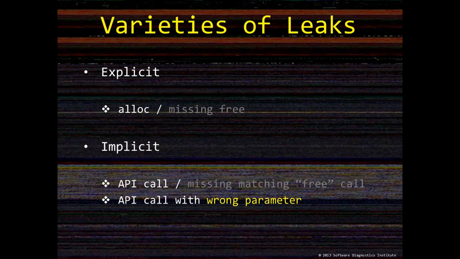And also another case when we have API calls with some wrong parameters, maybe due to corruption, and because this internal API allocates memory, then with this wrong parameter there could be much more memory allocated. So let's look at some case study.